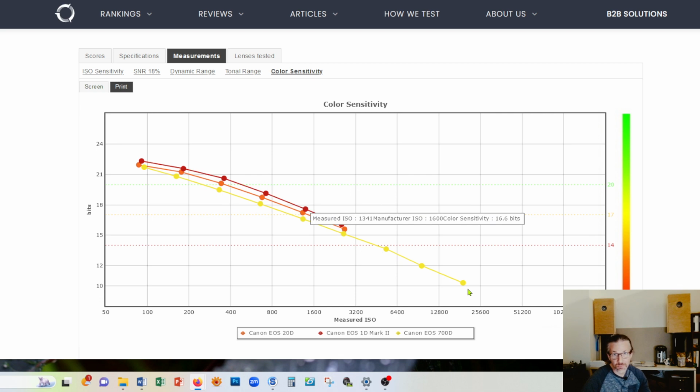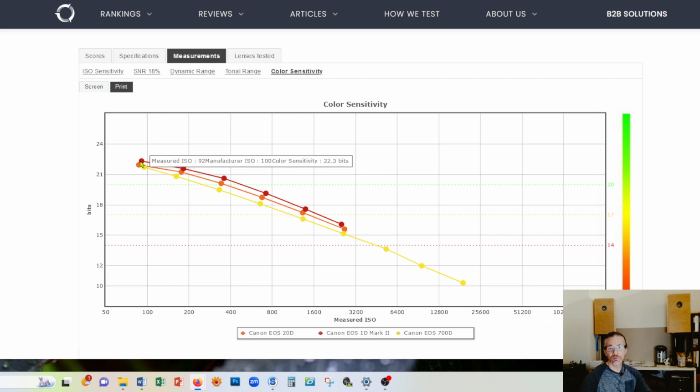What does this mean? What this figure means is that on the y-axis we see the number of bits of color information available, which is around 22 bits for starters. Then at ISO 100 for all three of them, it's like 21.7 to 22.3. So just about half a bit difference between the three cameras.